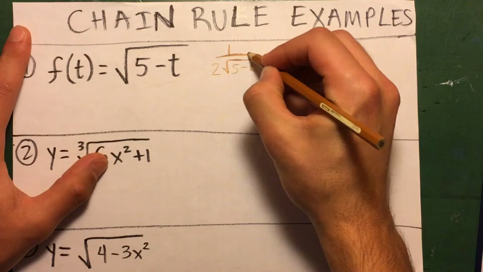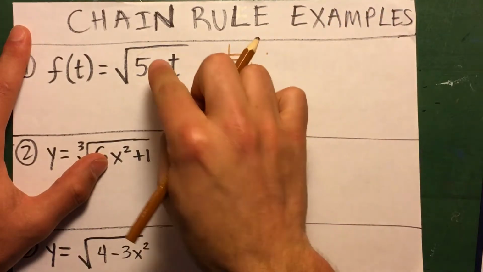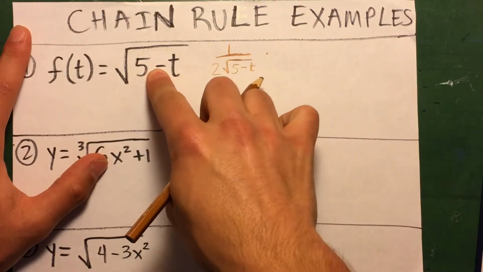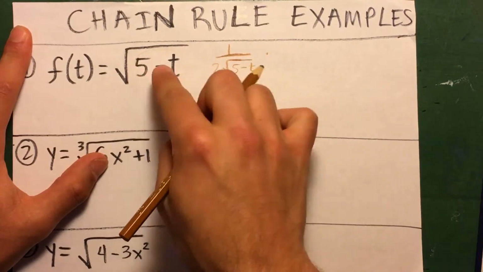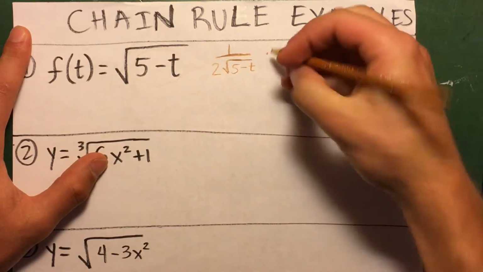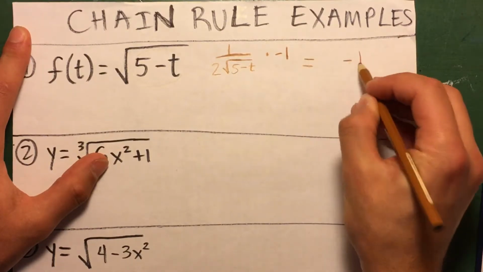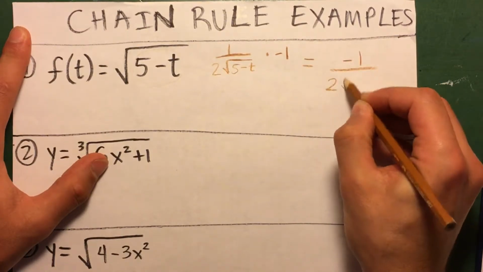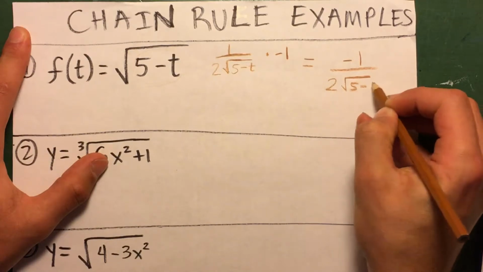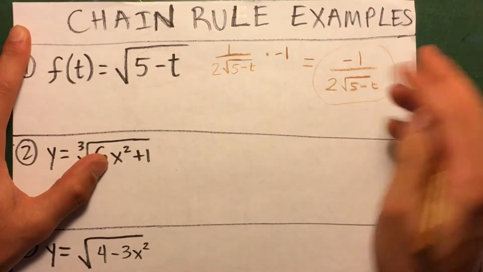And now we multiply it by the derivative of the inside, or g. In this case, the derivative of the inside, 5 minus t, would be negative 1. Multiply it by negative 1. To simplify more, you get negative 1 over 2 square root of 5 minus t. That's your answer for the first problem.